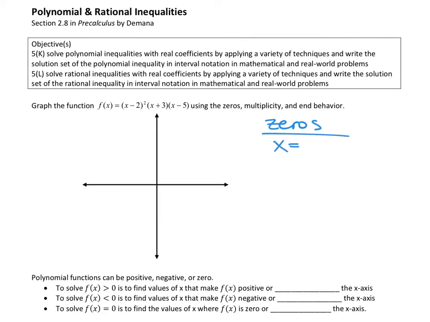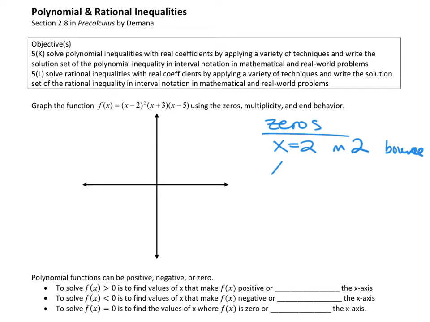X equal to, what does this first factor tell me that a 0 is? 2, with a multiplicity of what? 2, which means does it bounce or does it cross? Bounce. So it does not cross the x-axis.